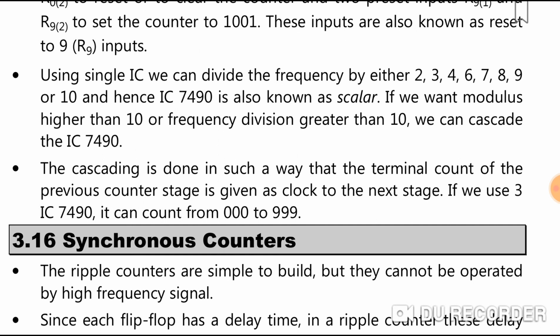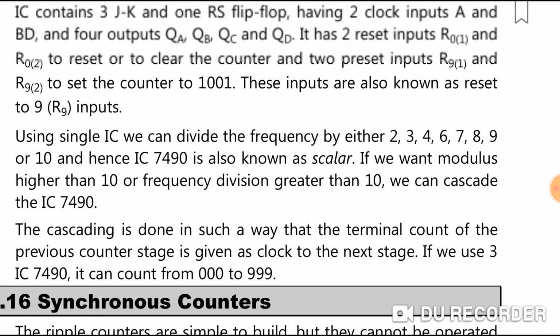Using a single IC, we can divide the frequency by 2, 3, 4, 6, 7, 8, 9 and 10. Hence, IC 7490 is also known as a scaler. If we want a modulus higher than 10 or frequency division greater than 10, we can cascade the IC 7490. The cascading is done in such a way that the terminal count of the previous counter stage is given as clock to the next stage. If we use 3 IC 7490, it can count from 000 to 999.